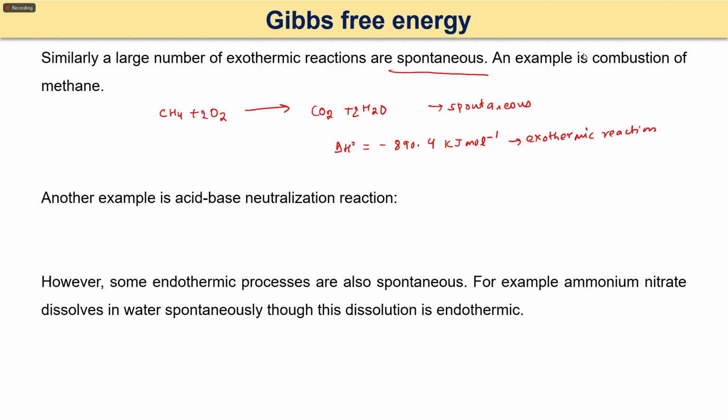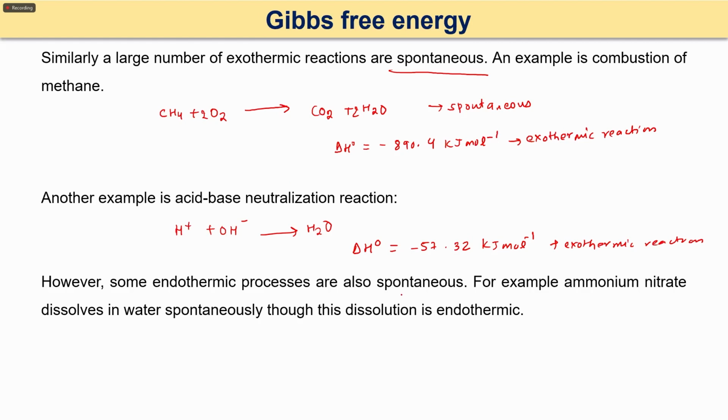Another example is the acid-base neutralization reaction, that is H plus and OH minus give water. This is the neutralization reaction. Here, you know that the change in enthalpy of the reaction is minus 57.32 kilojoule per mole. So here again it is negative, that means an exothermic reaction. That means this process will occur spontaneously in one direction.